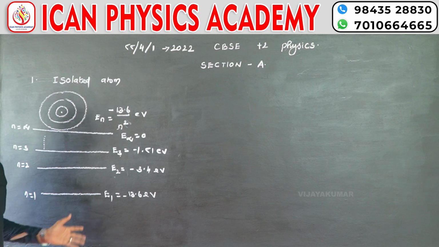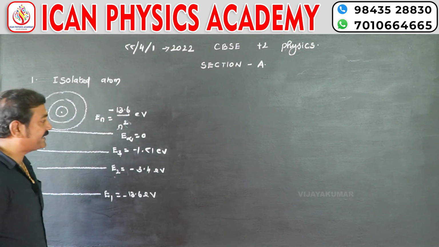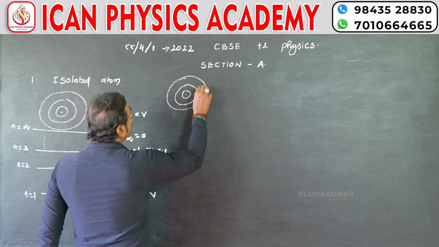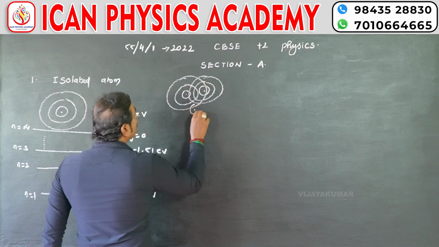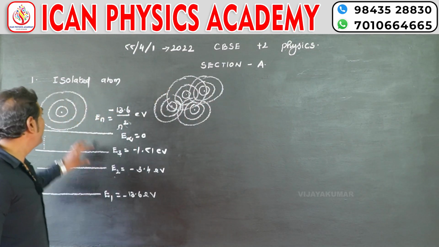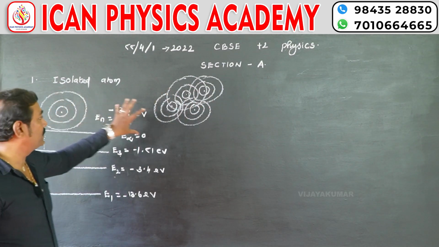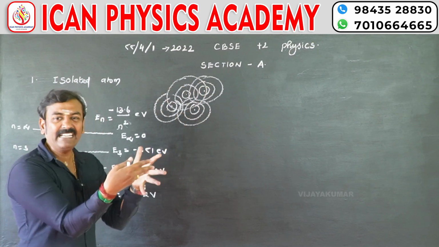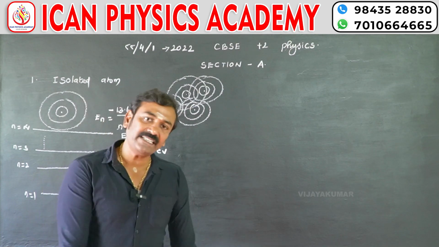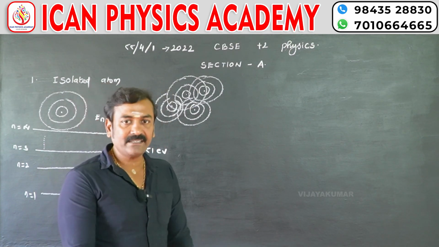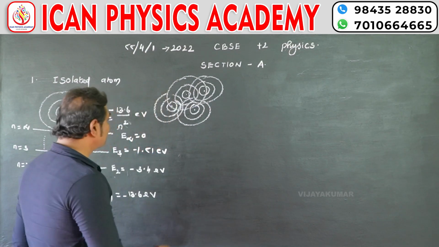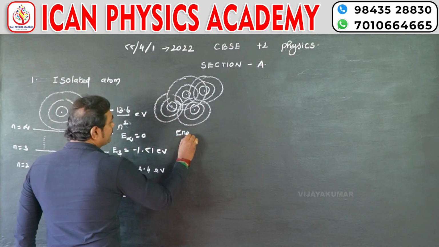But in semiconductor devices, we see many atoms together, 1, 2, 3, 4, like that. Here we were seeing an isolated atom, but here what happens is intermixing. The energy levels are intermixed with each other. A set of such closely packed, intermixed energy levels is called an energy band.